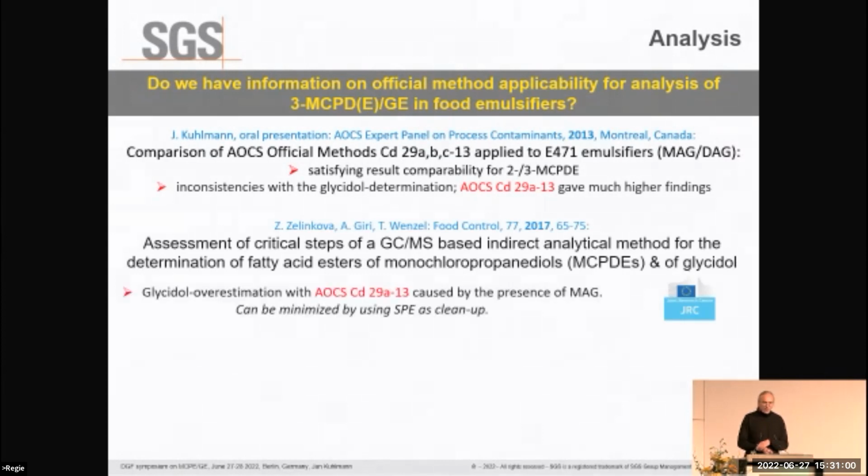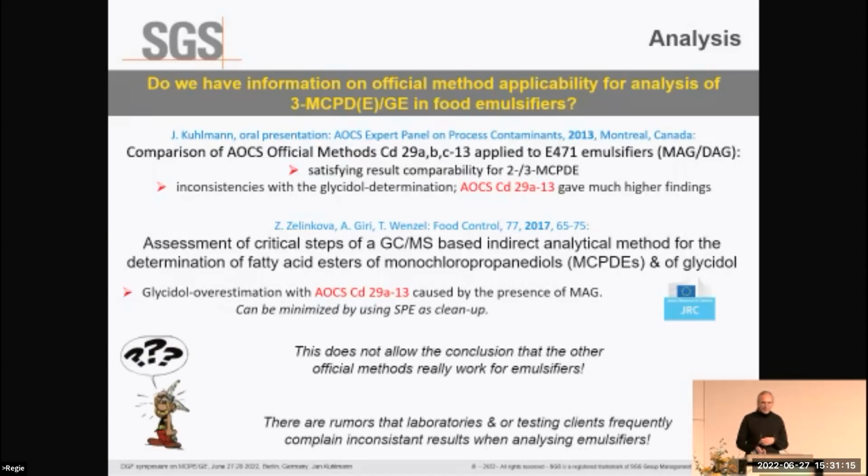And they found also the A method giving overestimations. This can be minimized by applying SPE as cleanup, but this SPE is not part of the official methods. So it's not officially validated. I have to address that because the A method does not work properly, this does not mean that the other official methods really will work.